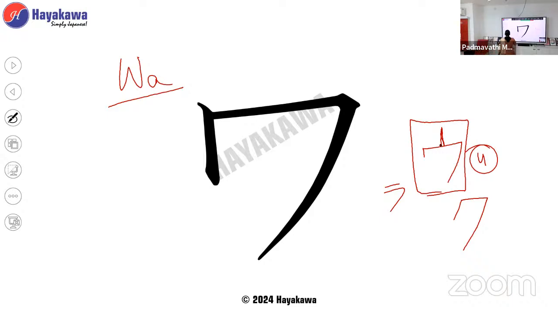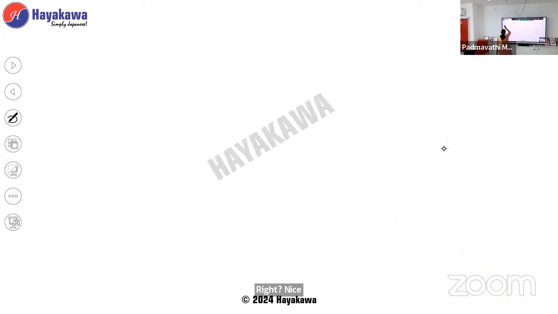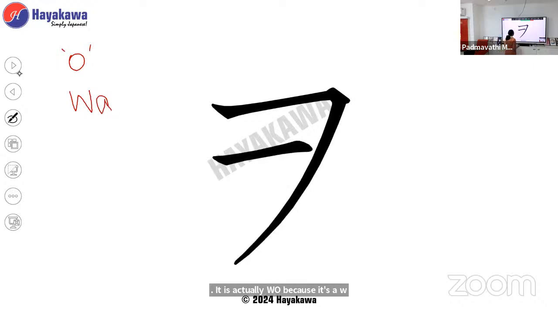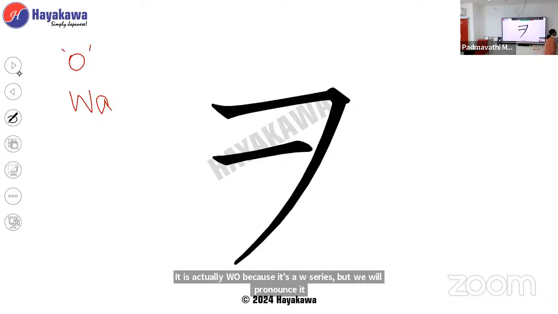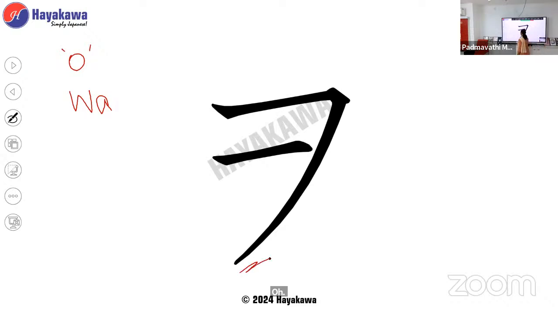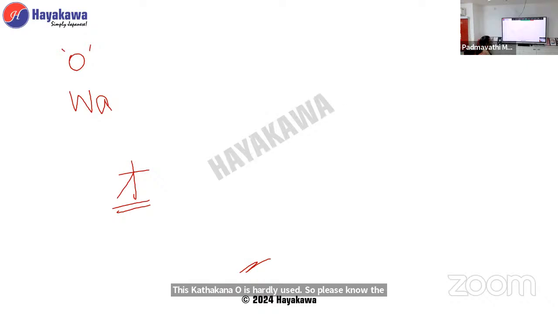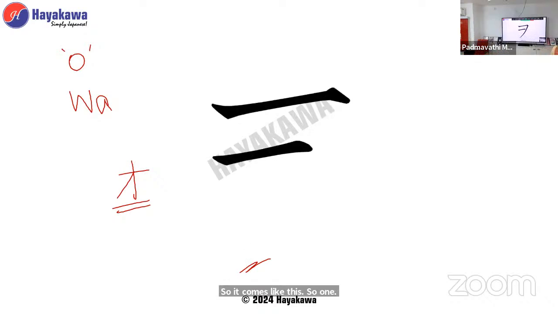Next is wo. It is actually wo because it's a W series, but we will pronounce it o. We hardly use it, because when you say o in spelling you will use the other o. This katakana o is hardly used, so just know the character. So it comes like this. So 1, 2, and 3.